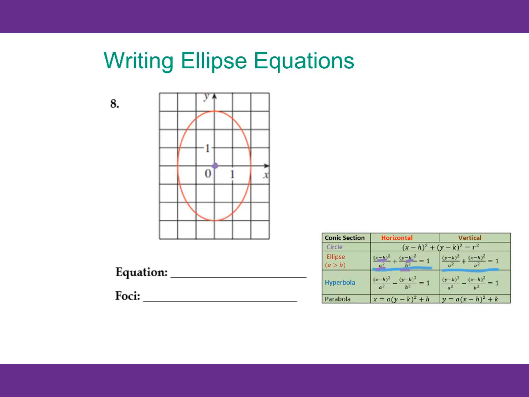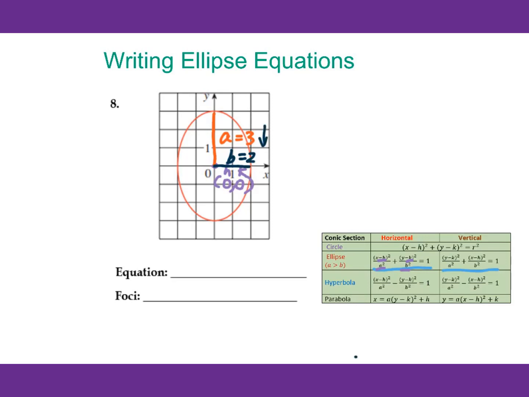This is the center, (0, 0). That will be your (h, k). We need to find a and b. From the center, I go to the major axis, that vertex here. This is a. a equals 3. Then from the center to the co-vertex, this will be b. b equals 2.